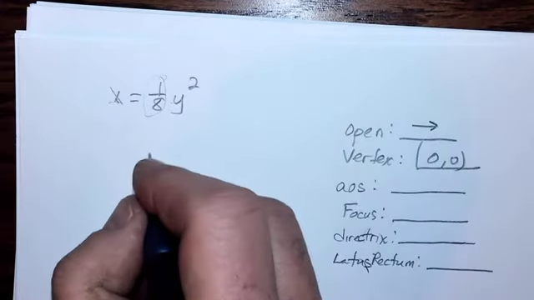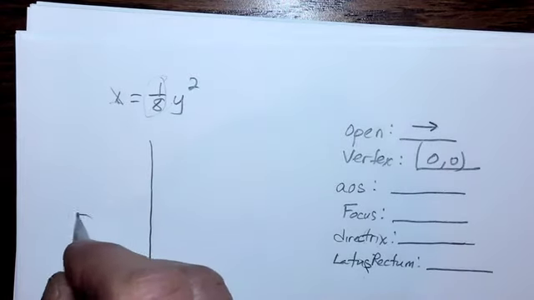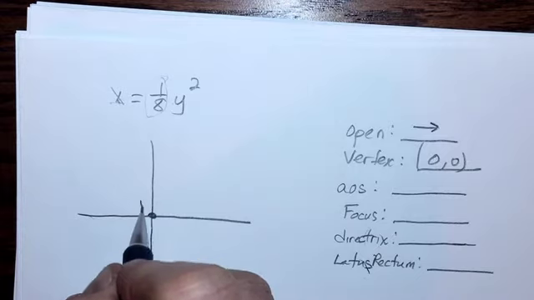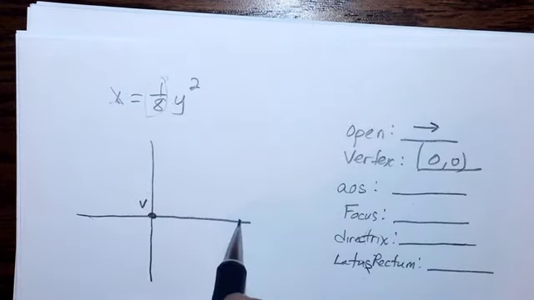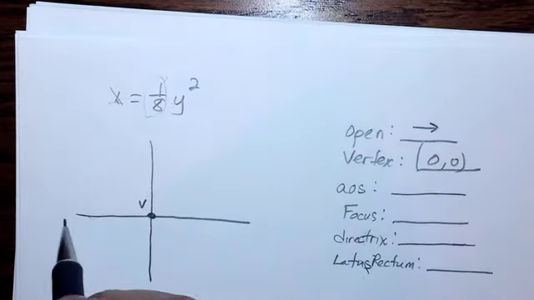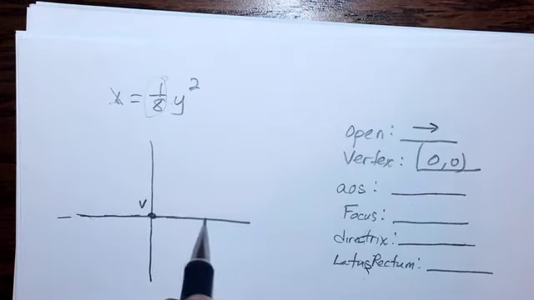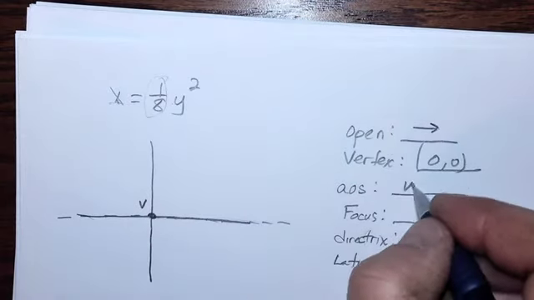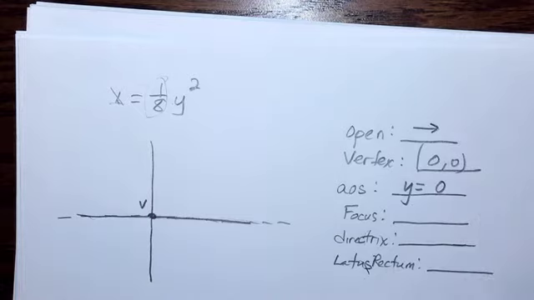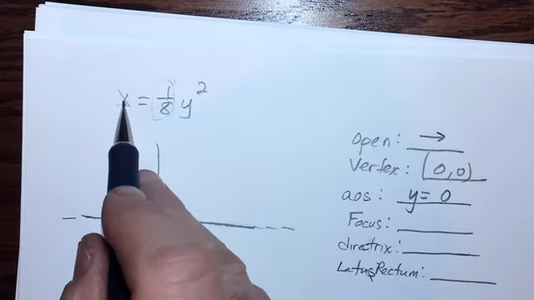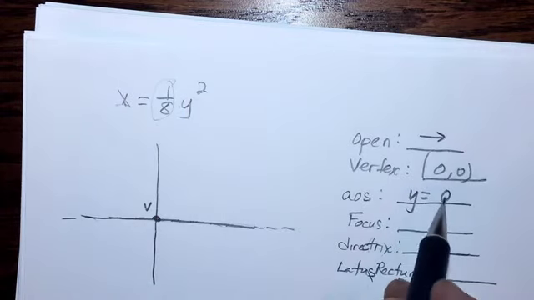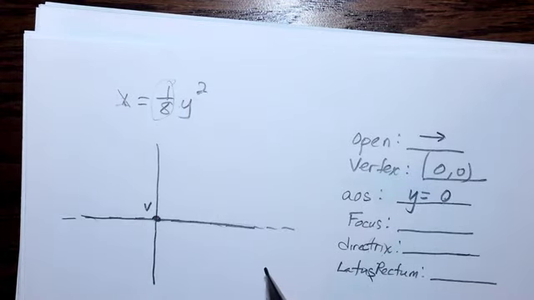The axis of symmetry. So let's start graphing it. I know that the vertex is 0, 0. Okay? And I know it opens this way. The axis of symmetry then is this line that goes through that in the direction it opens. That's a horizontal line. It's y equals 0. It's always just the opposite of whatever this is. If this was y equals, it'd be x equals here for the axis of symmetry.